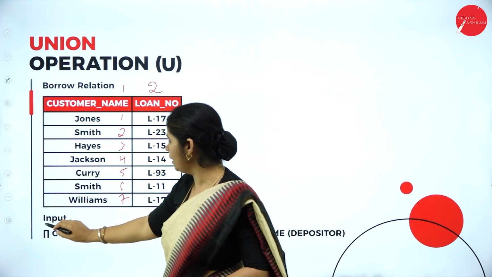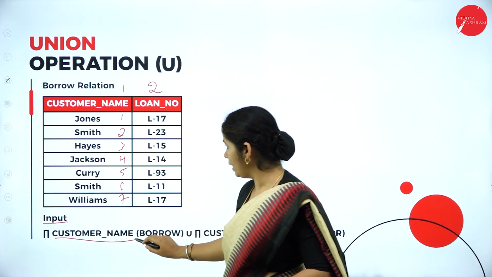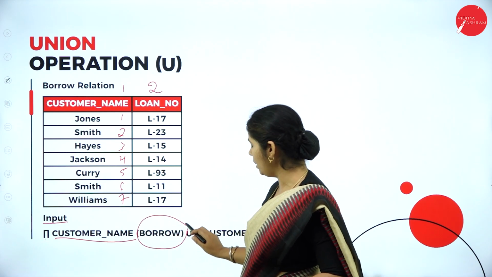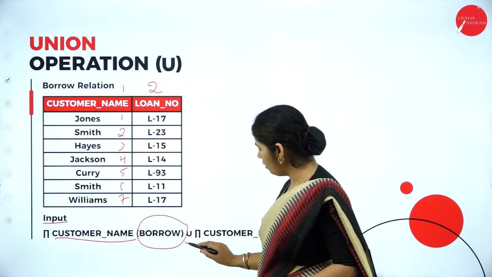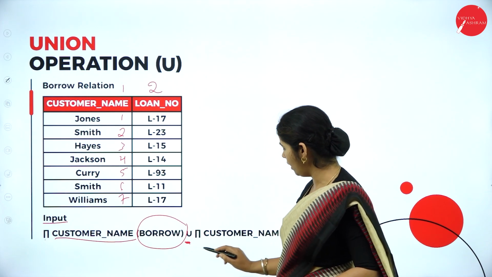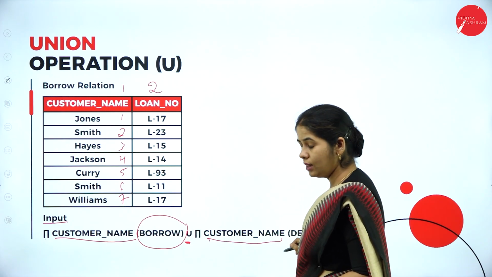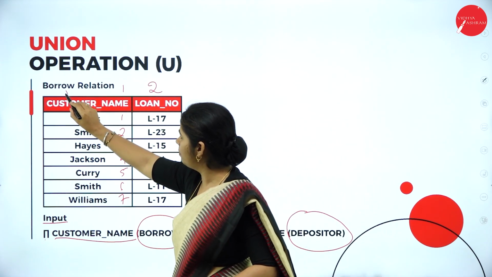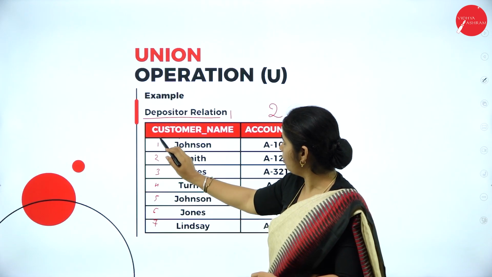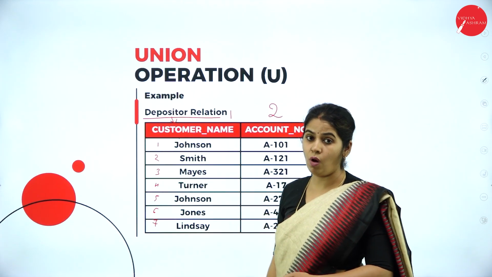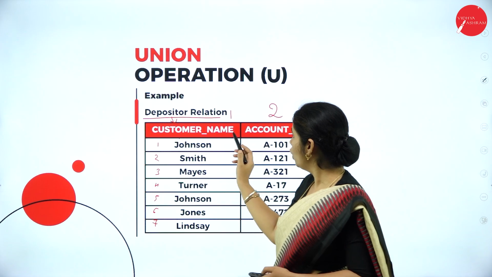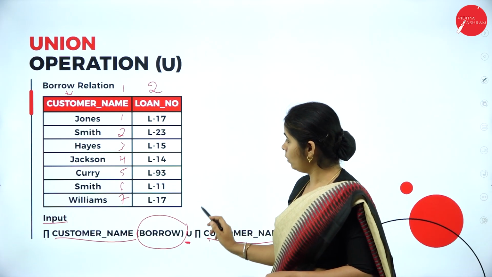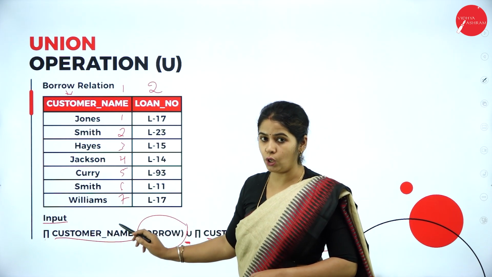Now what should be the input? Project customer name from the borrower table, union with the customer name in the depositor table. This table is the borrower table, and the previous table is the depositor table. What they are asking is to project the customer name from the depositor and also the customer name from the borrower table.